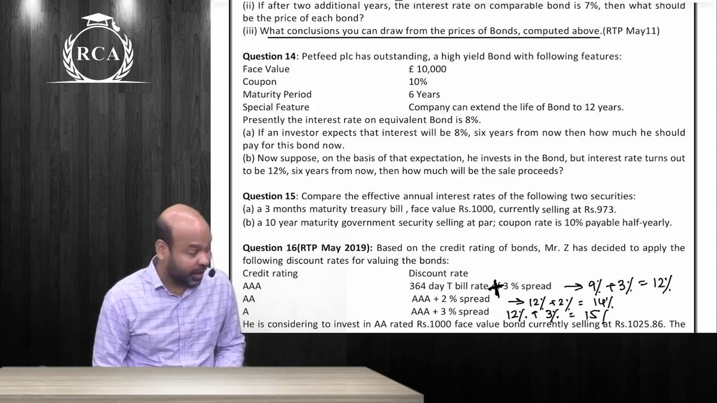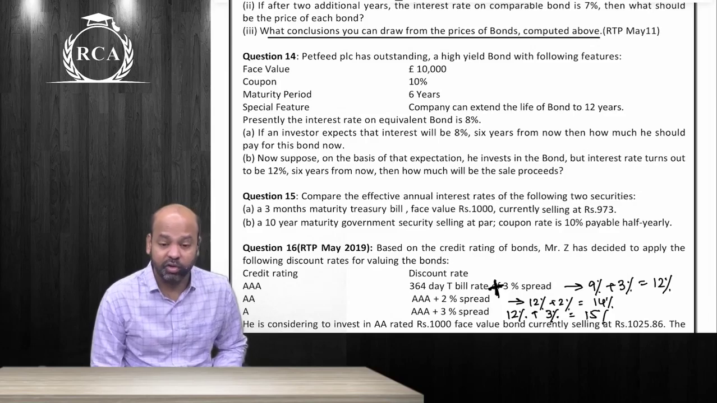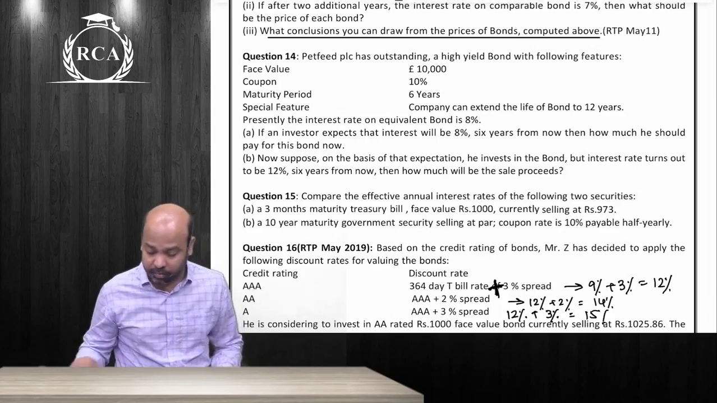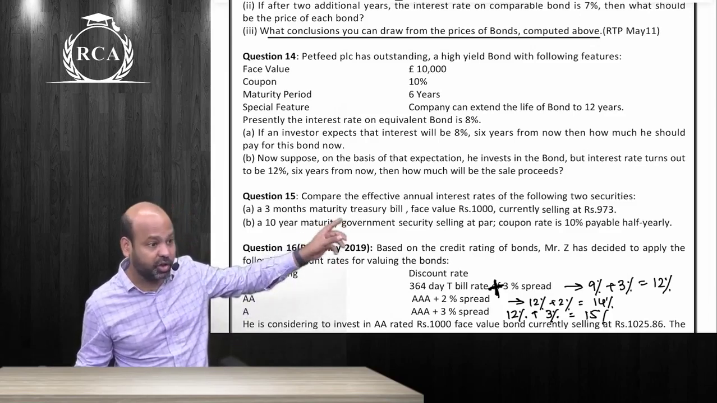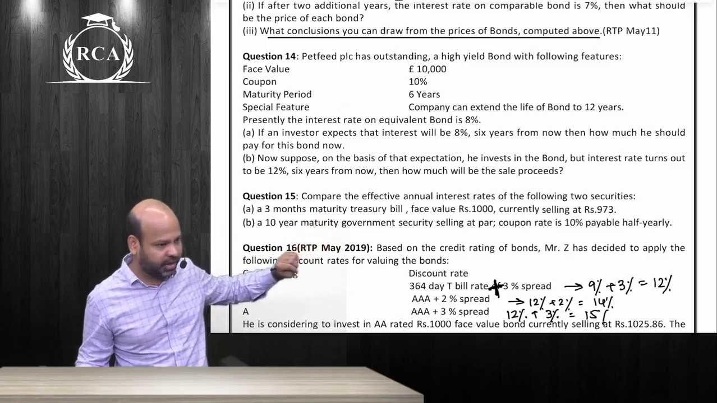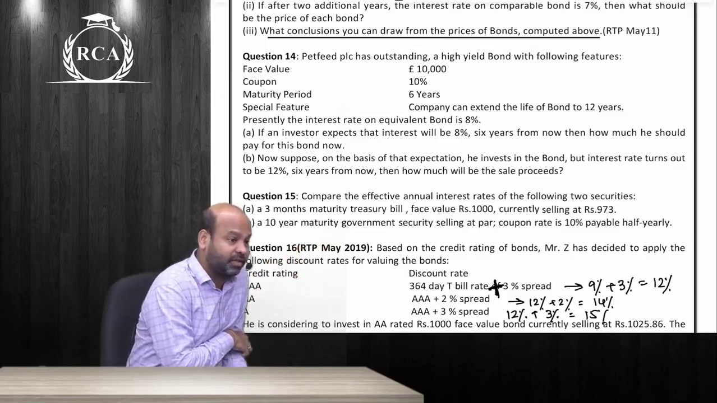To redeem the existing bonds and issue new bonds at a lower coupon rate. That's the only reason why we should consider the maturity of the bond to be 6 years. But look at the second bit, guys. Now suppose on the basis of that expectation, you assume that the interest rates will remain at 8%, and that is why you considered the maturity of the bonds to be only 6 years.